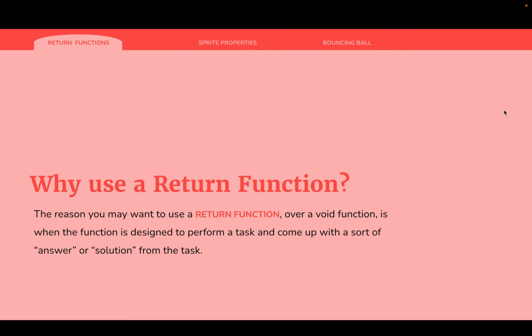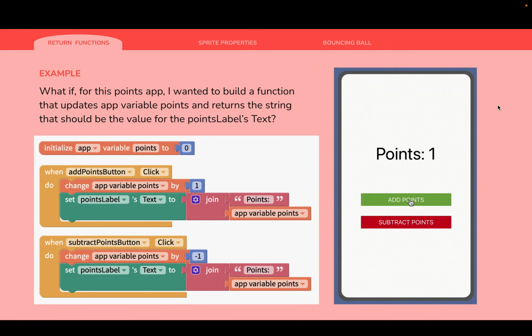To illustrate this, I want to go back to an app that we spoke about last class, which is this points app. You might recall in this app, I have just 3 components on this screen. I have a big label that says the word points and then a numerical value following it. And then I have 2 buttons on the screen, a green one that says add points and a red one that says subtract points. Here on the left-hand side, you can see all of the code for this app, and let's go through it real quick.